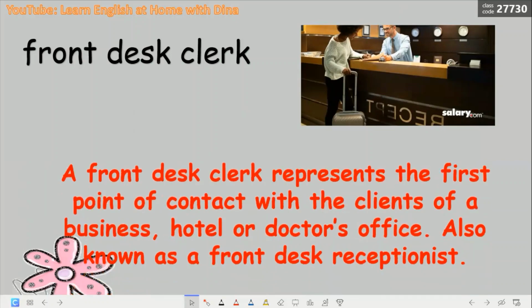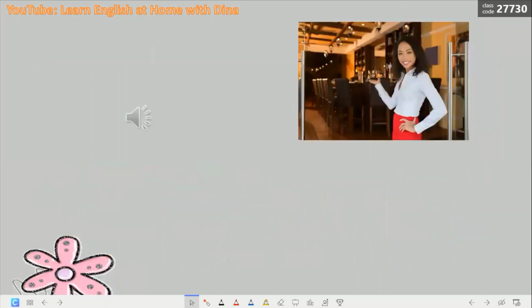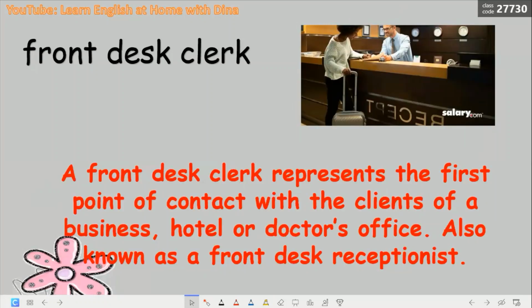Okay, so the definition is a front desk clerk represents the first point of contact with the clients of a business, hotel, or doctor's office. Okay, so معناه إيه الكلام ده؟ معناه إن هو الشخص اللي في المواجهة اللي بيكون أول نقطة تواصل مع الكاستمرز أو الزباين اللي رايحين لمكان عمل أو لهوتيل أو لمكتب دكتور or whatever. بسميه front desk clerk.